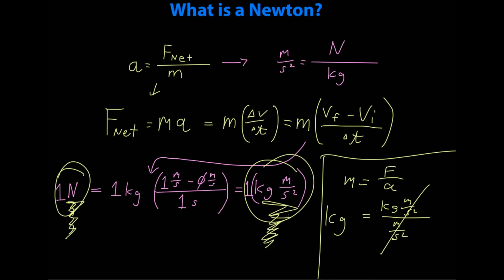If you ever want to do the cancellations for the units, you can literally switch this out. So if you have a problem with Newtons and you want to see how the units work out, literally take Newtons and replace it with kg times meters over seconds squared. You can write it like this as well.